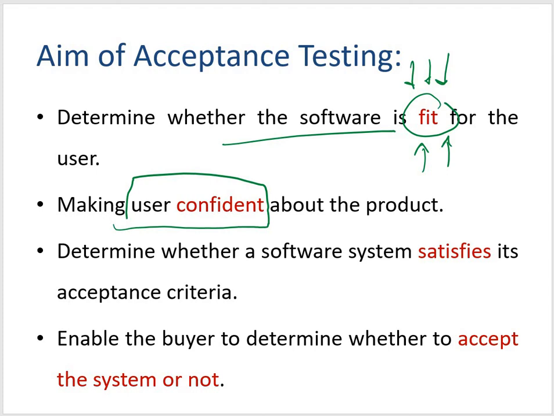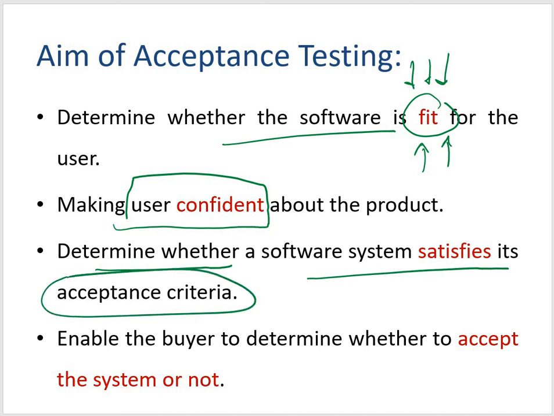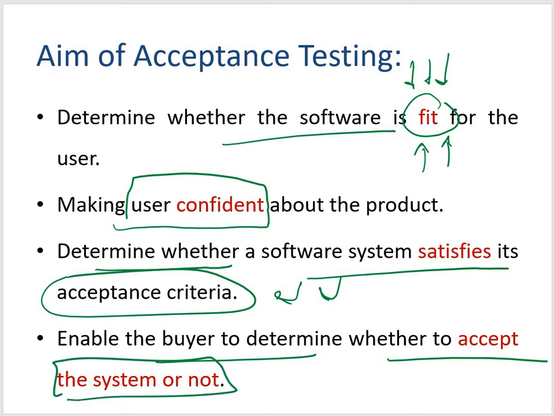And this basically makes the user confident, because now the user is actually using it, or giving it a try, you can say. So this activity makes the user confident about the product, and it determines whether a software system satisfies its acceptance criteria or not, because now we'll be matching that whatever things were listed are provided by the product or not. So we'll look into this acceptance criteria clause as well. Enable the buyer to determine whether to accept the system or not.